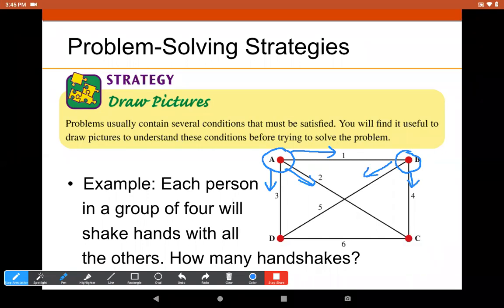Now person C has already shaken person A's hand, person B's hand. So they're going to shake person D's hand. And then person D has already shaken hands with person A, person B, and person C. And so if you count the arrows, which they labeled for us, we have 1, 2, 3, 4, 5, 6 handshakes.